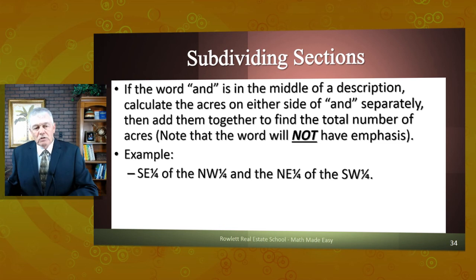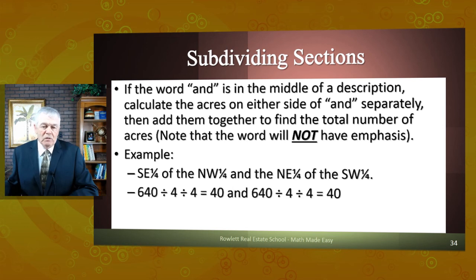Example, the southeast quarter of the northwest quarter and the northeast quarter of the southwest quarter. That word "and" sometimes can be invisible, so you got to be very, very careful. And here's how you figure that. You go 640 divided by 4 divided by 4 equals 40, and 640 divided by 4 divided by 4 equals 40. You add the two together, and it's a total of 80 acres.